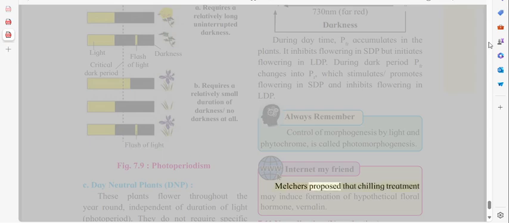Melchers proposed that chilling treatment may induce formation of a hypothetical floral hormone, vernalin. Internet, my friend.